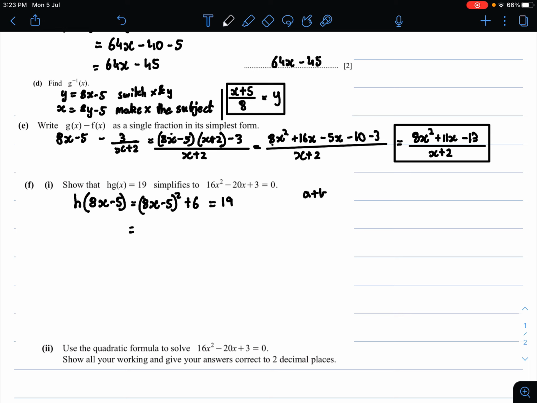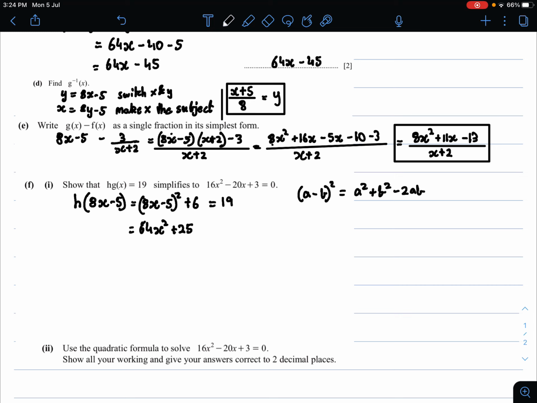So there's a rule that says that a minus b the whole square is equal to a square plus b square minus 2ab. So we can easily expand this bracket. So a square would be 8x the whole square, so that would be 64x square, and b square would be minus 5 square, which would be plus 25.